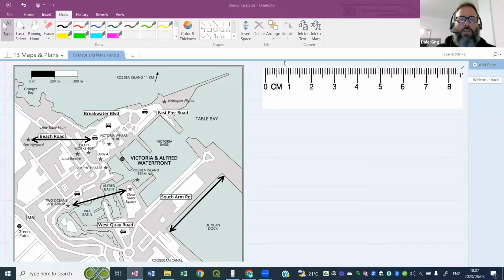All right, good. Yes. Good. Bar scale. Yes.